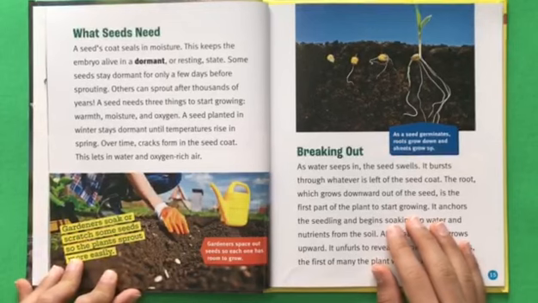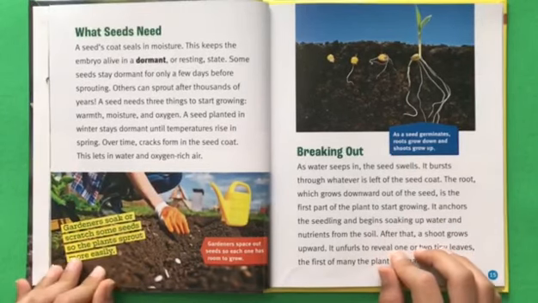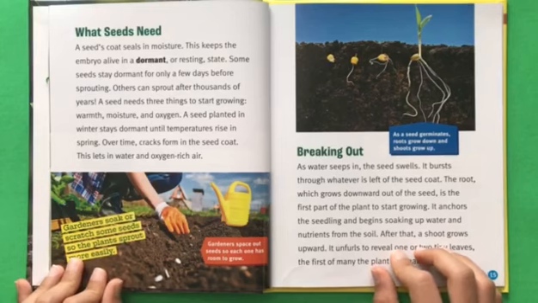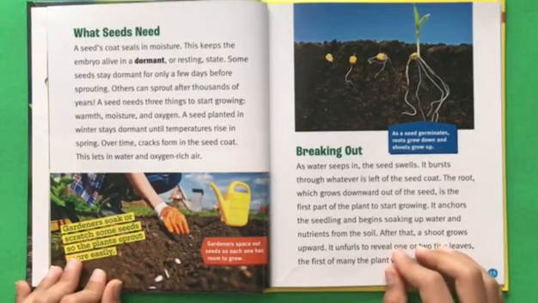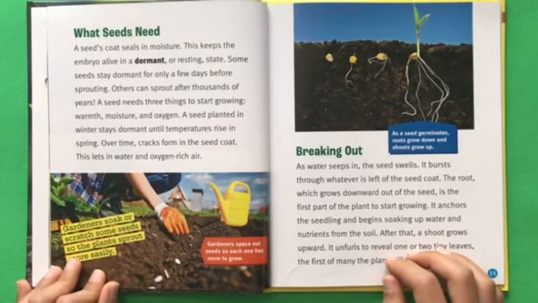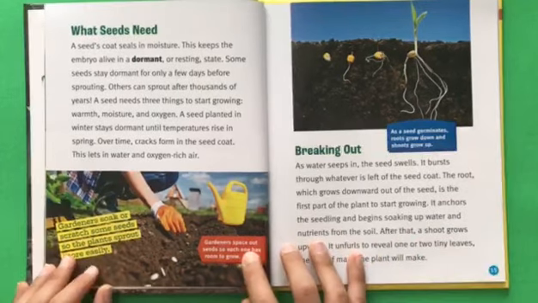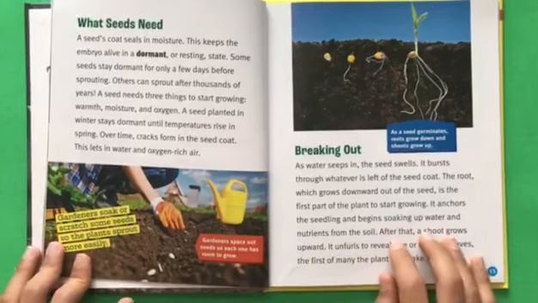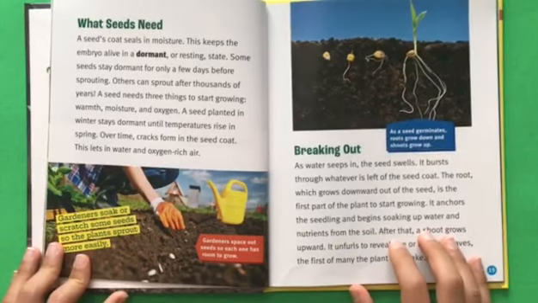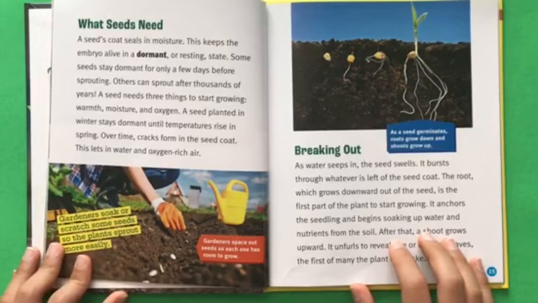What seeds need. A seed's coat seals in moisture. This keeps the embryo alive in a dormant, or resting, state. Some seeds stay dormant for only a few days before sprouting. Others can sprout after thousands of years. A seed needs 3 things to start growing: warmth, moisture, and oxygen. A seed planted in winter stays dormant until temperatures rise in spring. Over time, cracks form in the seed coat. This lets in water and oxygen-rich air.